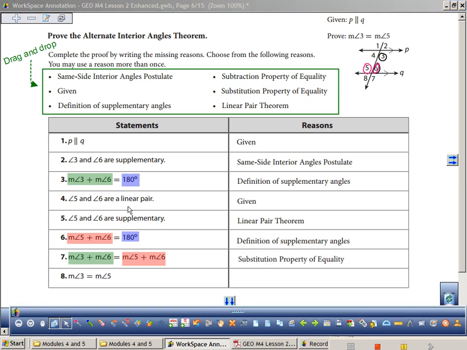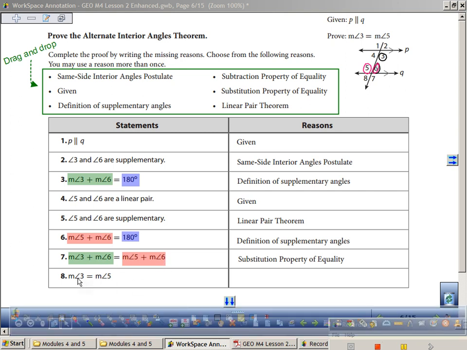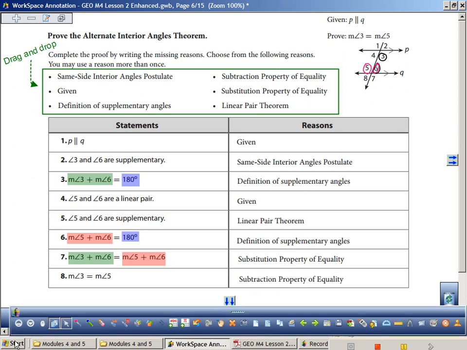So that would be substitution. Now, how do I get from this, where I've got 3 and 6 and 5 and 6, to only 3 and 5? You guys are so smart. I subtracted. Good.